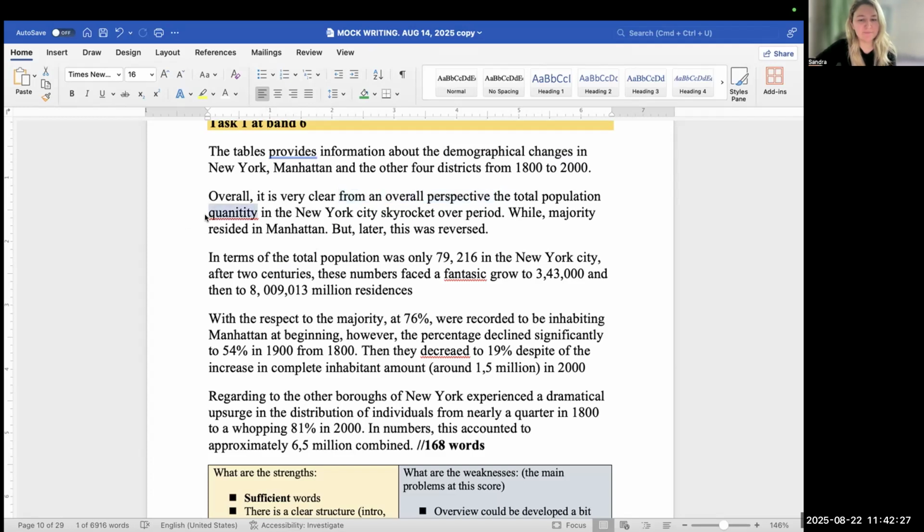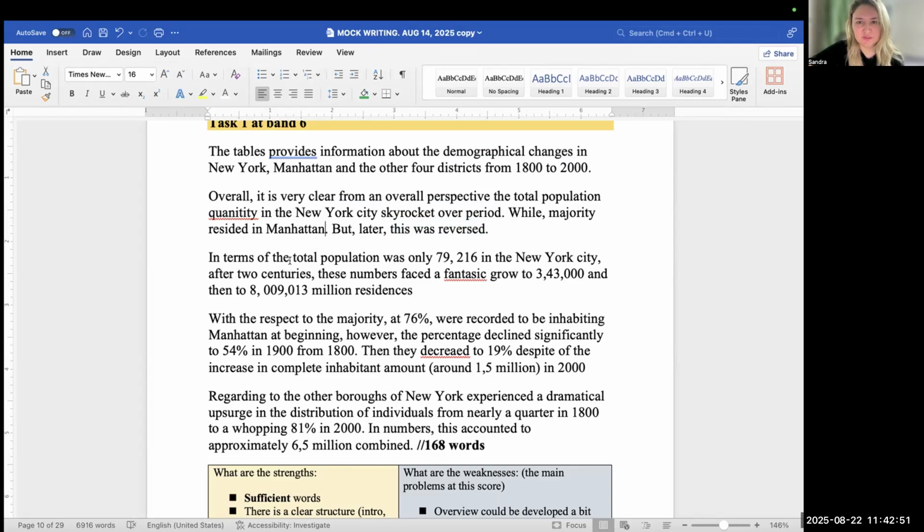You see, there's that emphasis on paraphrases, synonyms. You'll see this a lot at a real high level, but it's not going to happen like that. "While majority resided, later this was reversed." This is a memorized expression. "This was reversed." What's the meaning of that? How can it be reversed? Minority lived in Manhattan? I don't know.